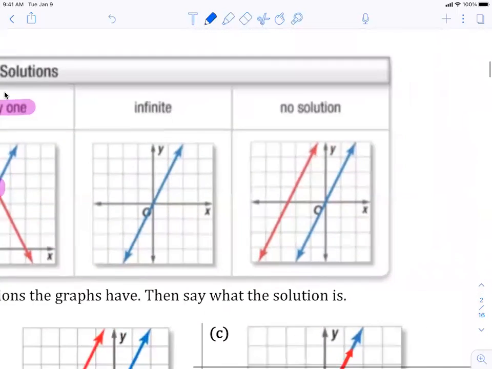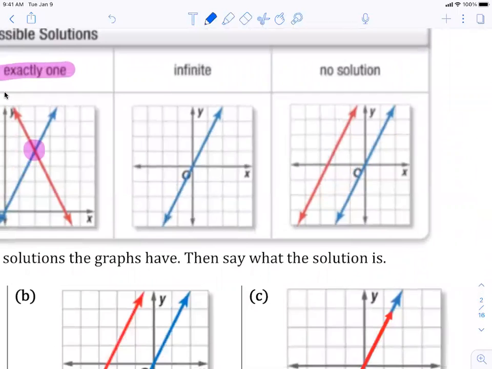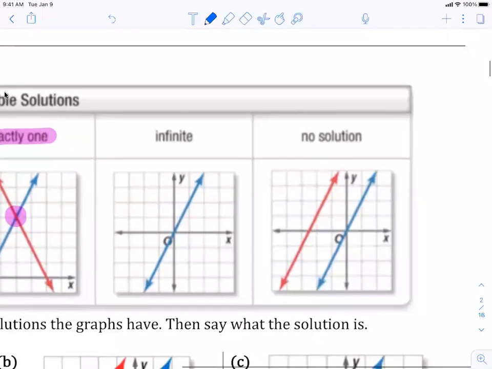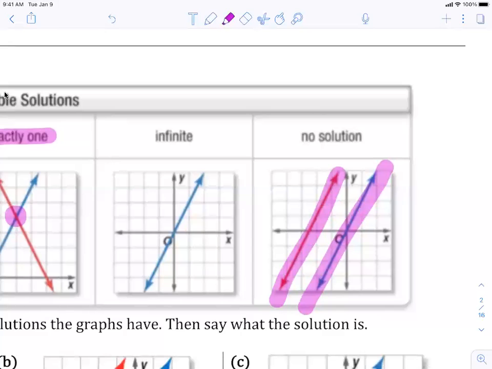Now, there are obviously other scenarios, because my lines actually don't have to cross. If we look at the next scenario, well, what if your lines have the same slope? What if they increase or decrease at the same exact rate? Then you never are going to reach a point where those two lines cross. These are what we call parallel lines.